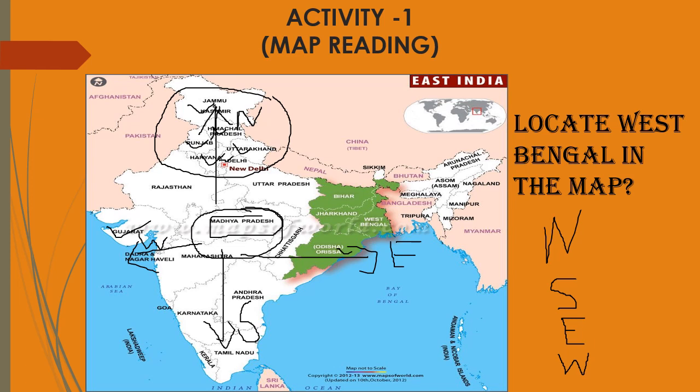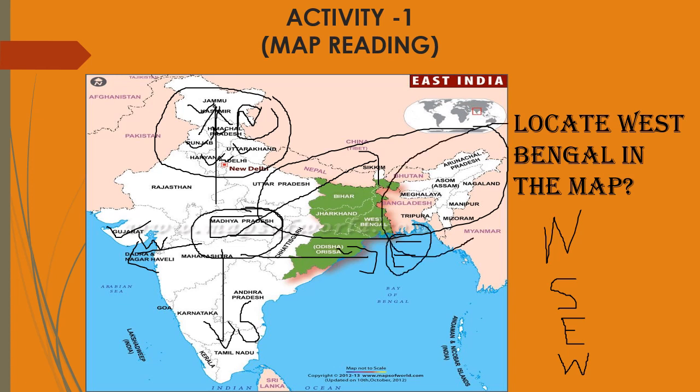Now from here you look, one arrow is going this way. So this whole part is called north east. So these states Arunachal Pradesh, Assam, Nagaland, Manipur, Mizoram, Tripura, Meghalaya and Sikkim. All these states are northeastern states.